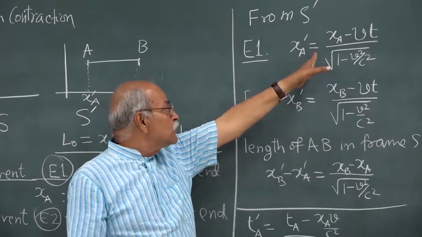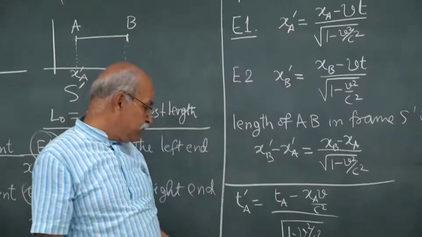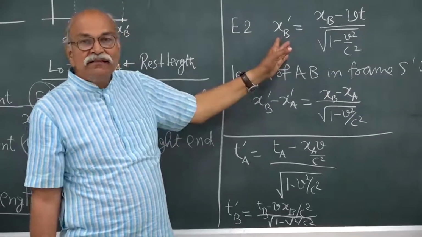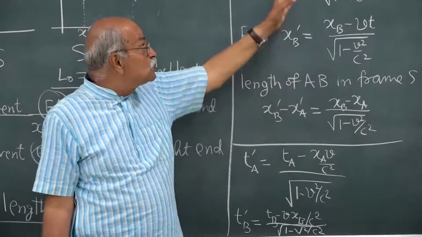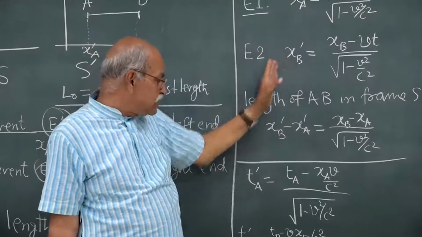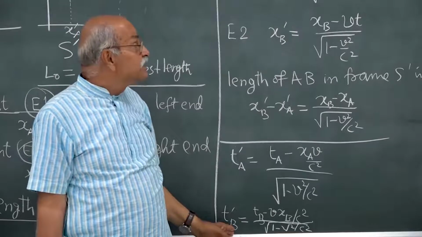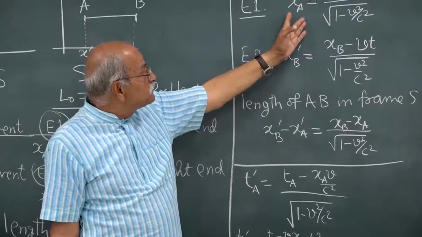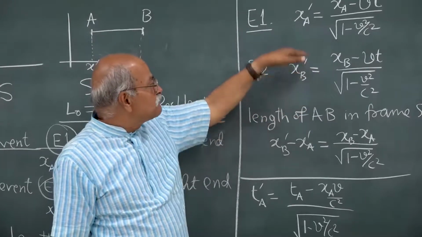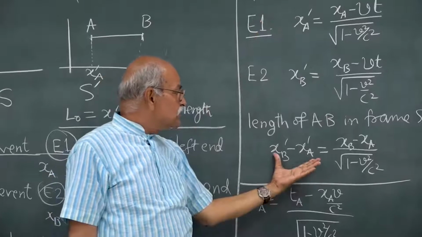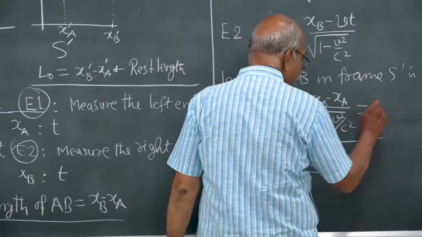And similarly, whatever is the coordinate of right end B at some time Tb prime, this will remain this much for all time. Even if these two measurements are done at different times, Ta prime not equal to Tb prime, even then this remains the left end coordinate and this remains the right end coordinate. Therefore, xb prime minus xa prime is the length of AB in frame S prime, and that is the rest length L naught.